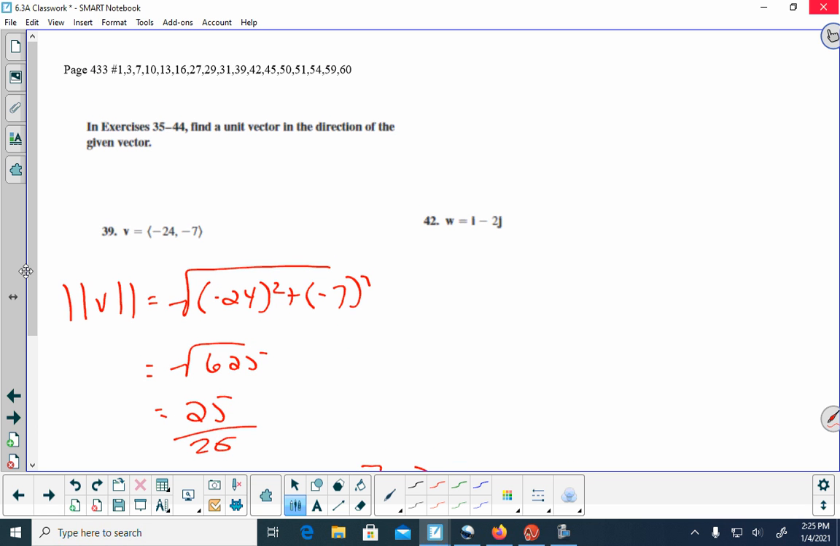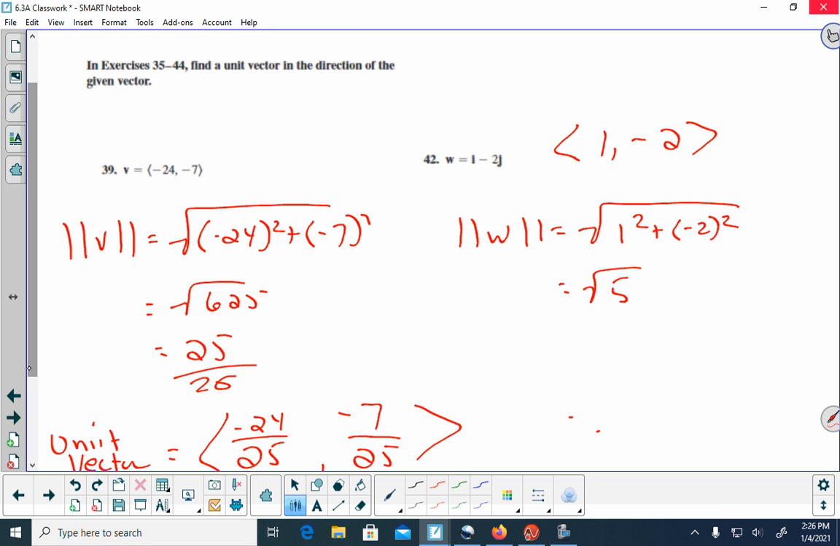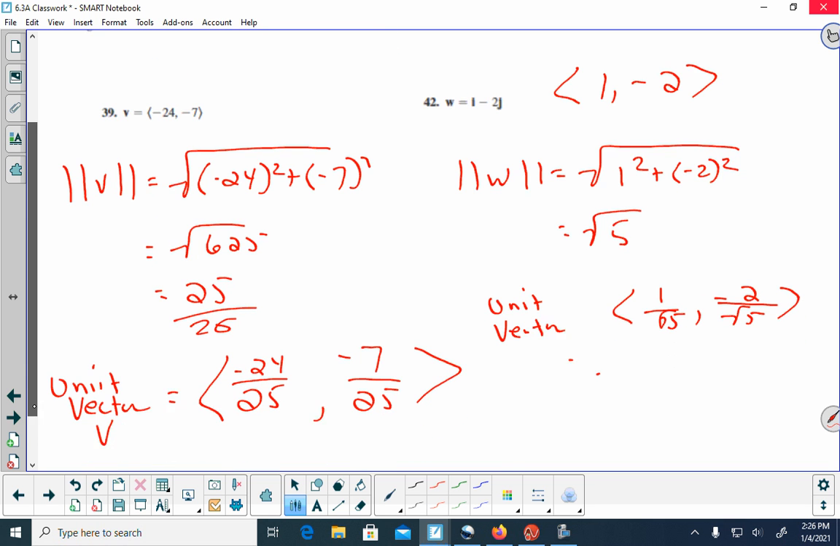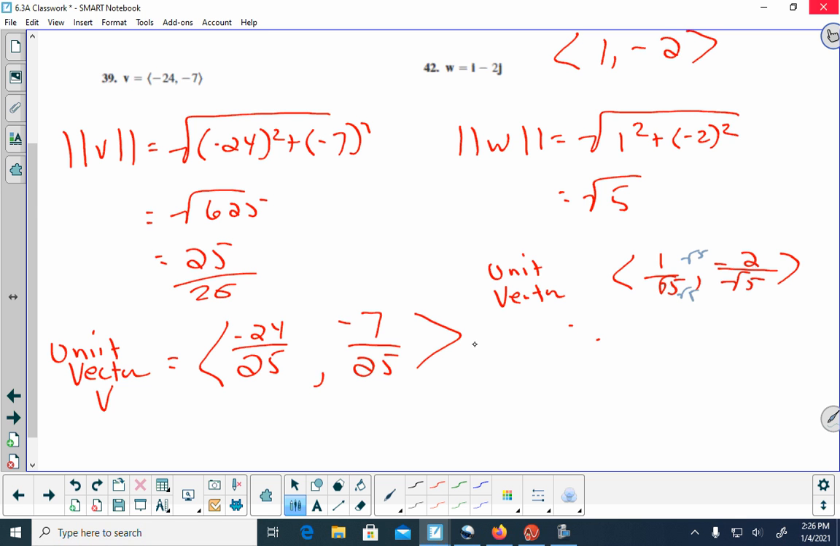So the next one, I want to find a unit vector in the same direction. Right now, the vector is 1, negative 2. So to find the magnitude of w, I'm going to do the square root of 1 squared plus negative 2 squared. And that ends up being the square root of 5. I cannot simplify that. So to find the unit vector, I'm going to take both coordinates, that 1 and that negative 2, and divide them by the square root of 5. But we know we can't leave it like that because we have to rationalize our denominator, and we remember this trick, so we're going to multiply by square root of 5 over square root of 5.